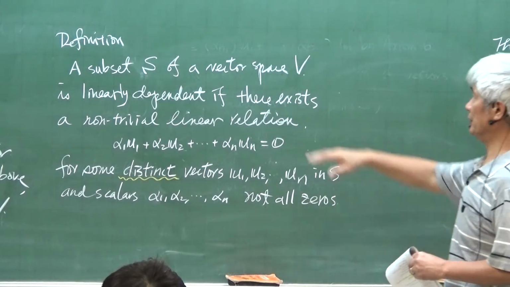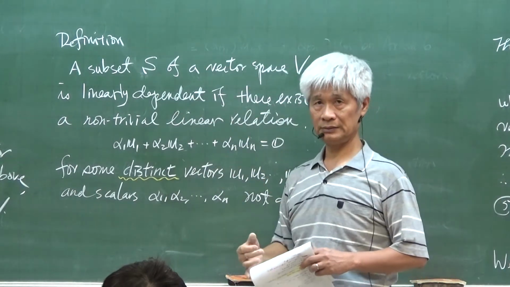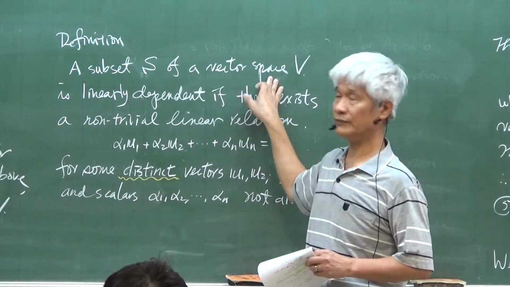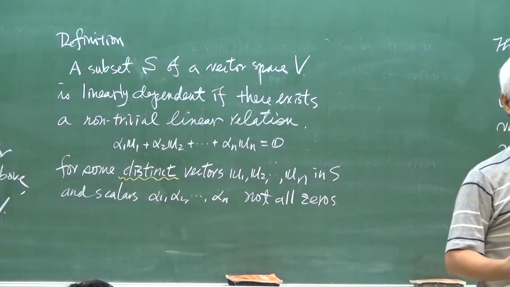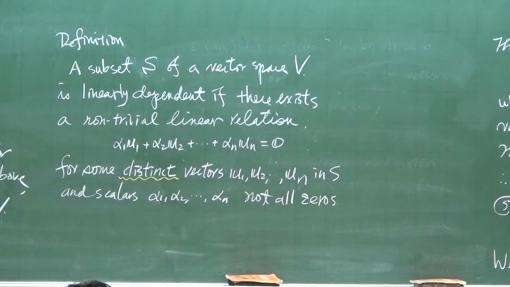So this is a very general definition, for any vector space and for any subset. And this subset can be a finite subset or an infinite subset. Any questions about the definition?